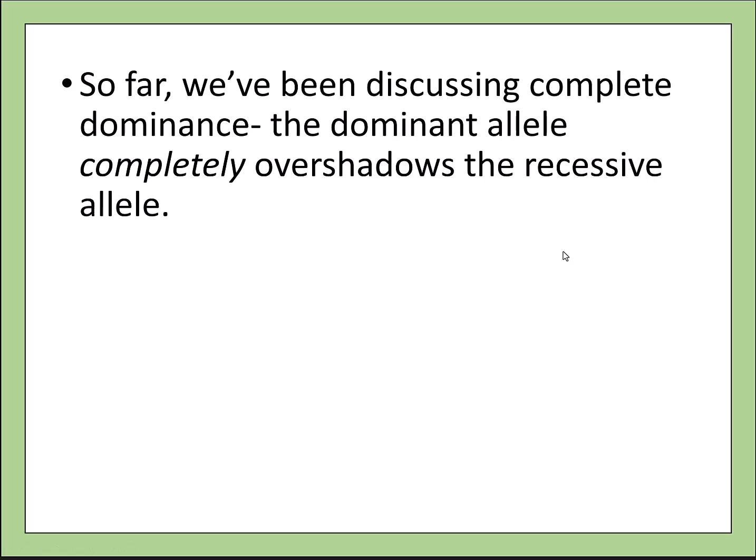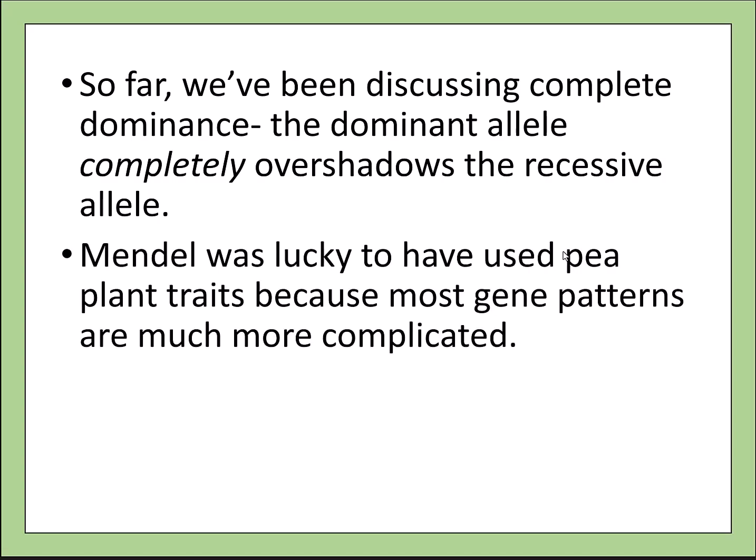Okay, so far we've been discussing complete dominance, in which the dominant allele completely overshadows the recessive allele. That's where we get the genotypes of capital B, little b, heterozygous, homozygous recessive, and homozygous dominant. Mendel was lucky enough to have used pea plant traits because most gene patterns are much more complicated. Pea plant traits happen to be fairly simple, so he chose his specimens well. We're going to look at some more complicated methods of inheritance next.